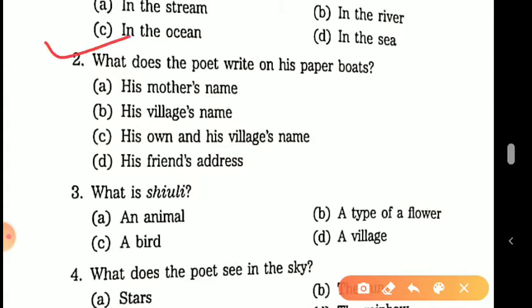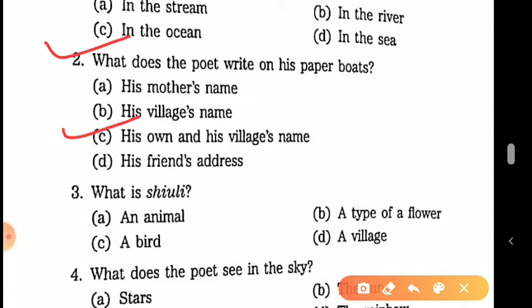Question number 2. What does the poet write on his paper boats? What does he write so that the other person who finds the boats will know who he is? Option A, his mother's name. Option B, his village name. Option C, his own and his village name. Option D, his friend's address. What does he write on the paper boats? Answer will be option C, his own and his village name.